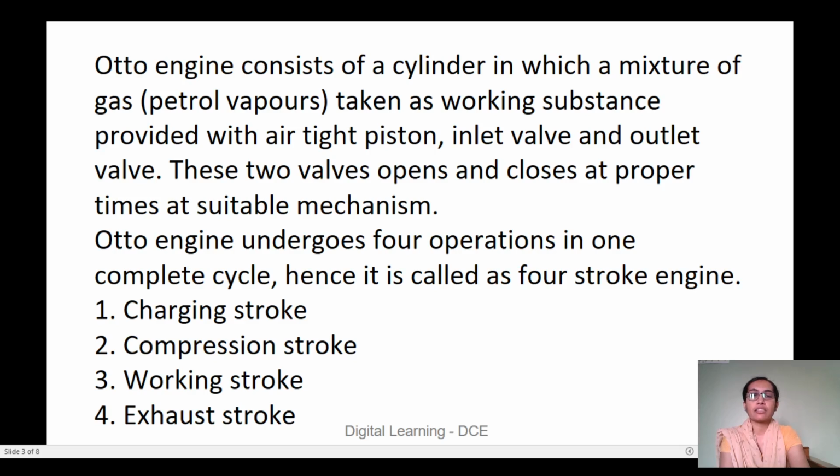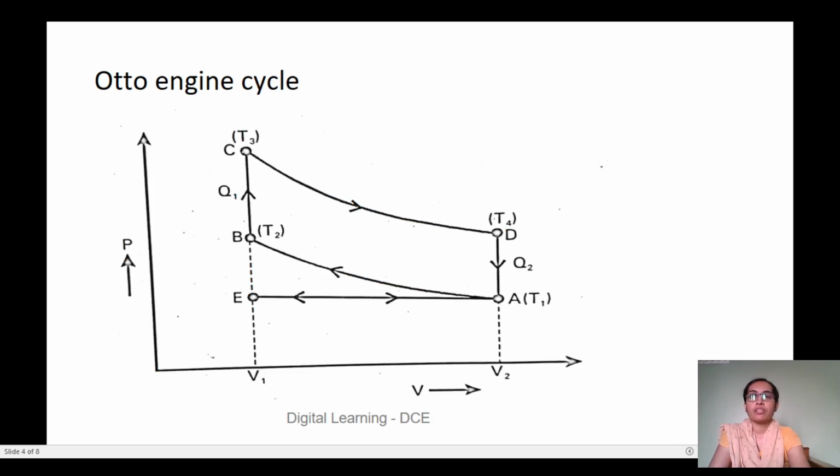And in the last operation, the exhaust stroke, the outlet valve opens, the piston moves up and the burnt and unburnt mixture of gases is thrown out from the cylinder to the atmosphere. After this stroke, a fresh mixture of air and gas enters and a new cycle starts again. And this process continues. So this is the Otto engine cycle represented on the PV diagram.